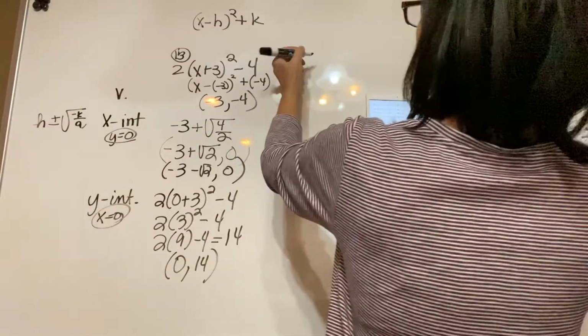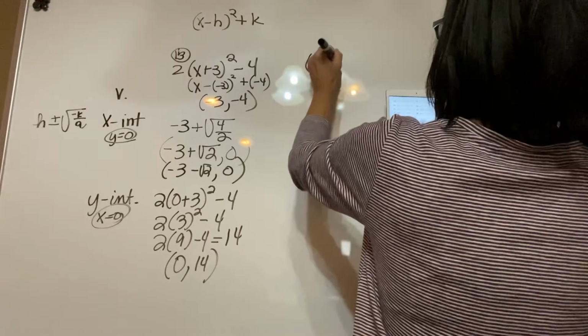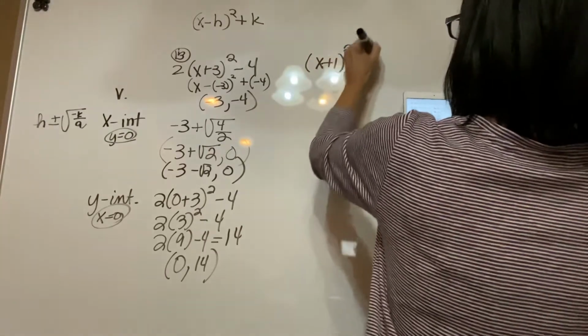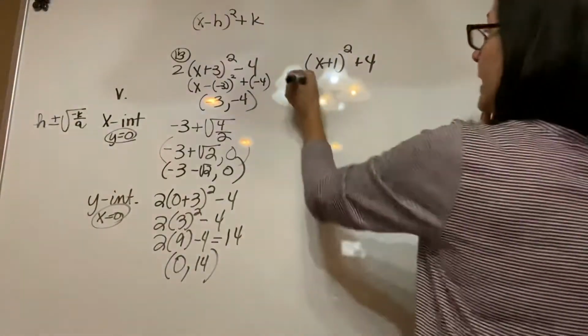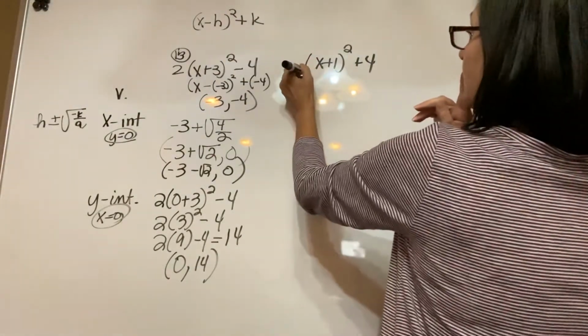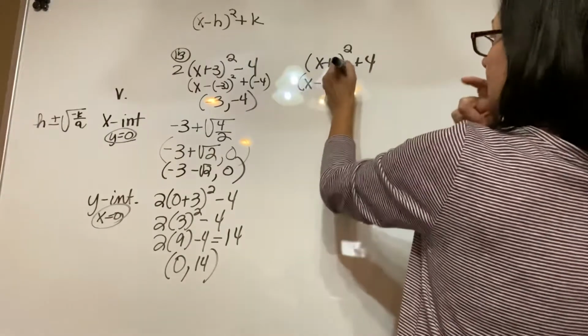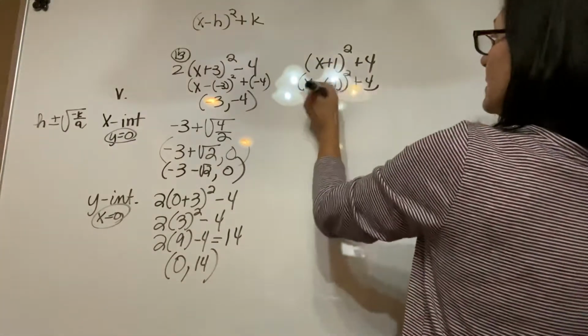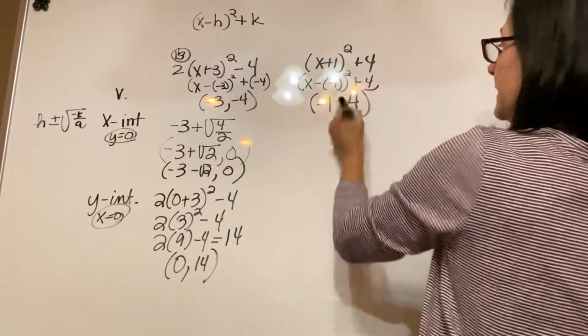15 is the same format. It's x plus 1 squared plus 4. So both of these are in transformation or vertex form. In order for this to be minus, it's got to be x minus a negative 1 for that to be positive, and then plus 4. So my h is a negative 1, my k is a 4.